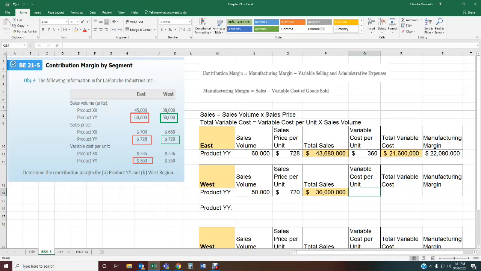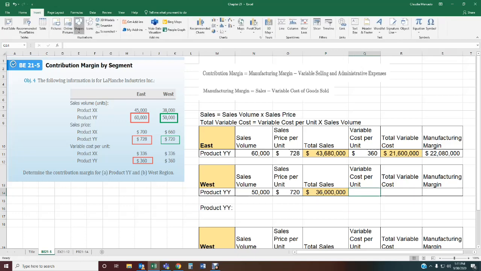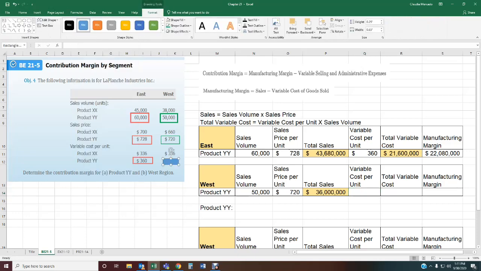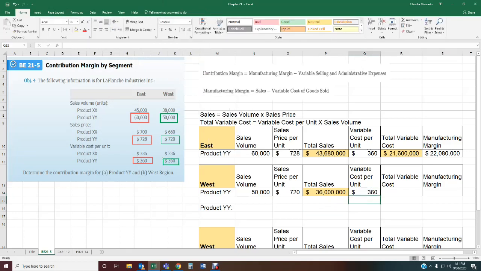Now we're going to calculate our variable cost. My variable cost per unit is $360. So to calculate my total variable cost, we're going to get our volume times our variable cost per unit, and that's going to give me $18 million. So to calculate your manufacturing margin, what are we going to do? We're going to get our sales minus our total variable cost, and that's going to give me a manufacturing margin of 18 million.